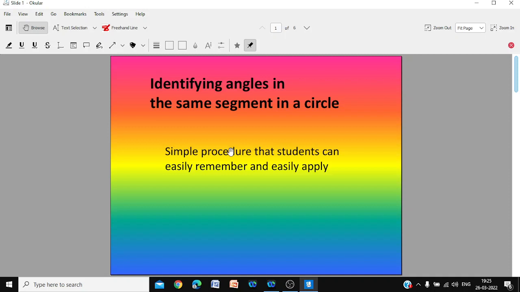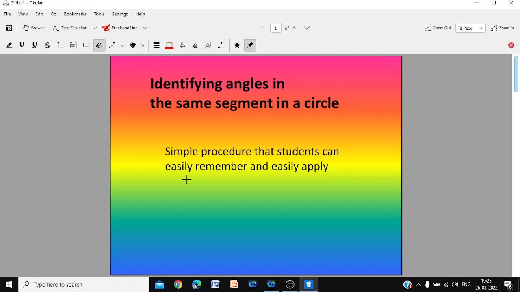Now we are coming with a video: how to identify angles in the same segment in a circle. A very important property states that angles in the same segment are equal, but how to identify the angles in the same segment? Simple procedure which you can easily remember and we can easily apply.